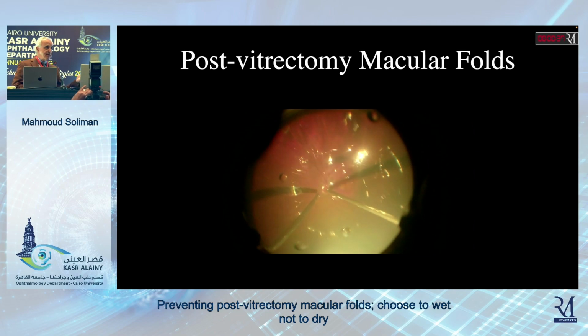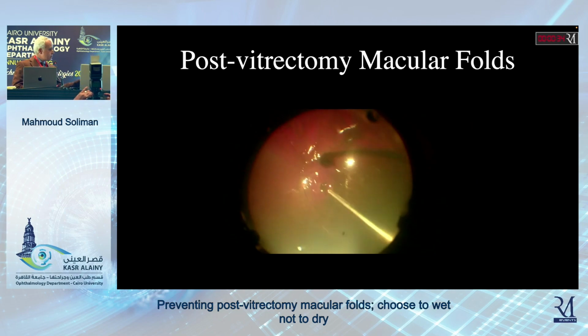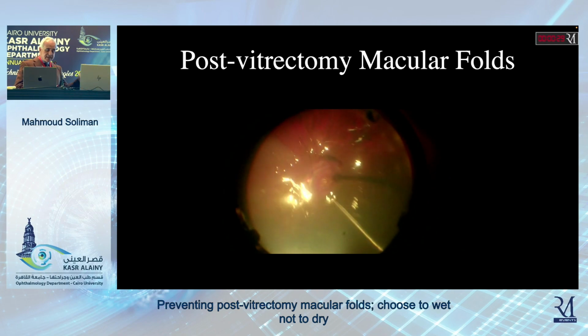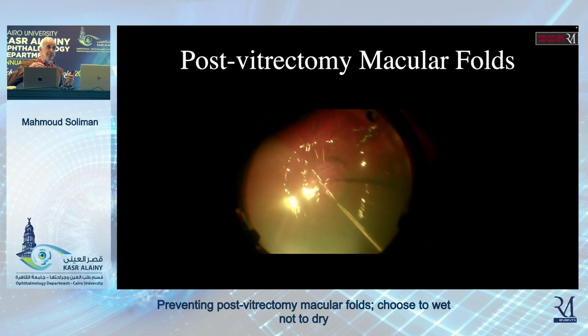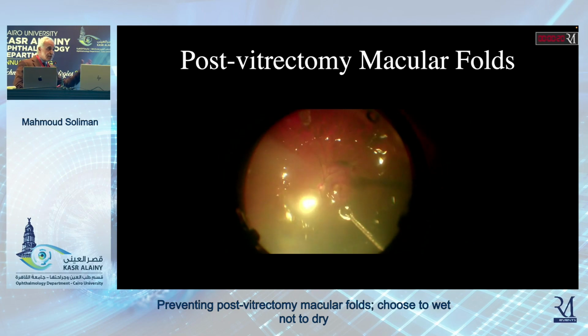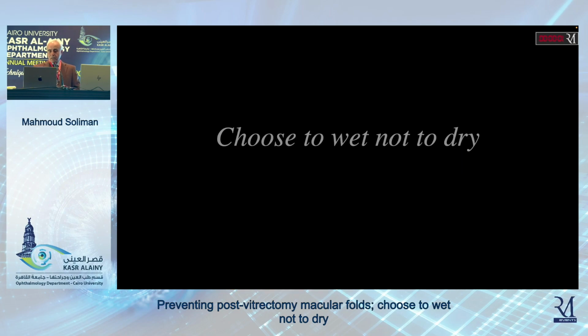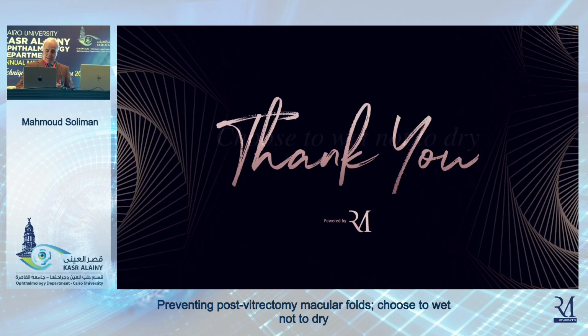Some people don't like to use PFCL. They use air alone and try to remove the subretinal fluid from the break. Again, wet the retina. If you find the macular fold, which you see because you have to do the procedure under vision, and you are not able to flatten this macular fold with the saline, just again fill the eye completely with saline and then inject gas slowly. So at the end here, choose to wet, not to dry.